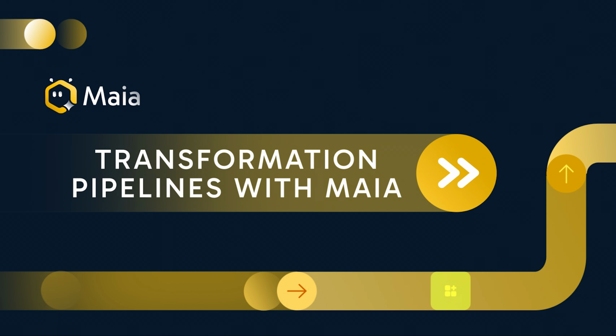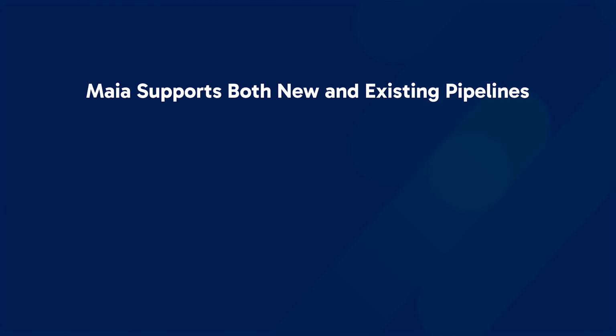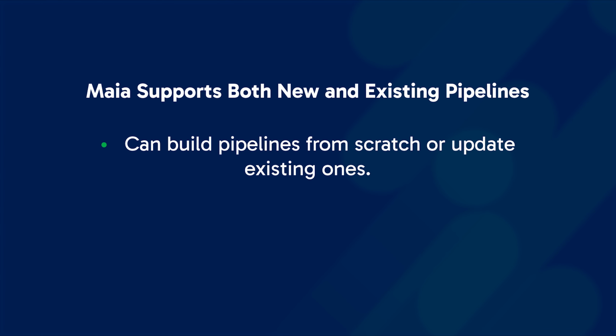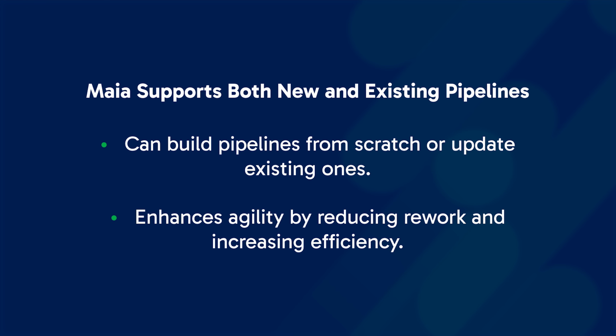In this tutorial, we'll be working with Maia, our agentic AI, to adapt an existing transformation pipeline in response to new business requirements. Maia can author net new pipelines end to end, but Maia can also amend existing integration logic.